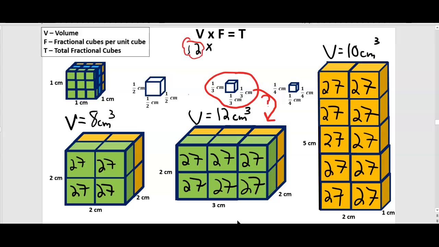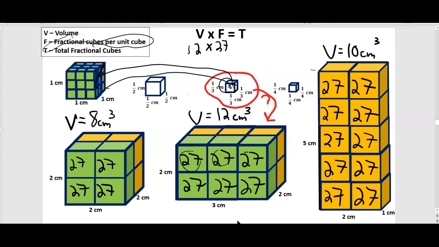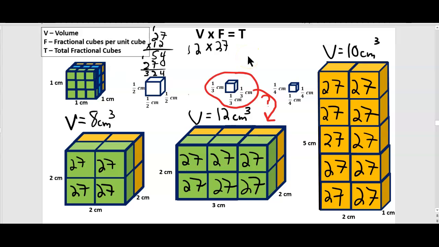Okay, there's 12. What's the number of cubes per unit cube? How many of these go into the unit cube over here, the 1 by 1 by 1? And that's, of course, 27. As we can see, 27 in the green ones, and then there's 27 in each orange one in the back there. And so multiply that out. 324 go in there.